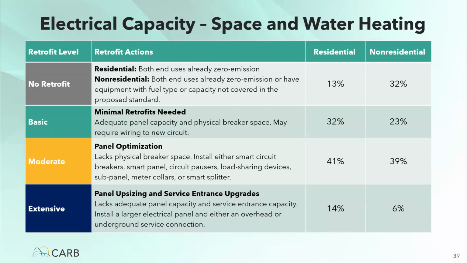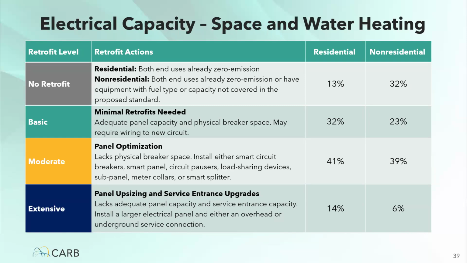So the results are grouped by residential and non-residential buildings across those 4 retrofit levels. For electrical capacity retrofits, we estimate that 13% of residential units and 32% of non-residential floor area have both zero-emission space heaters and water heaters already installed or have equipment not covered in our proposal. 32% of residential and 23% of non-residential buildings have adequate panel capacity and only need a basic retrofit to add a new circuit.